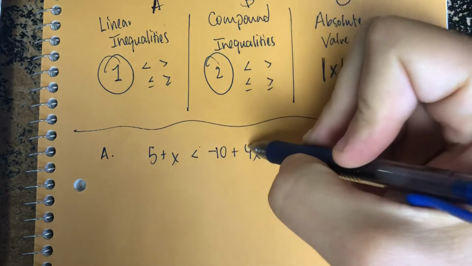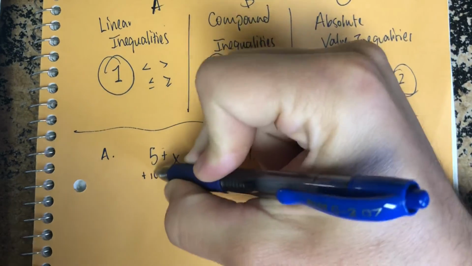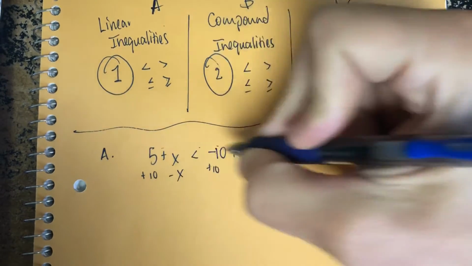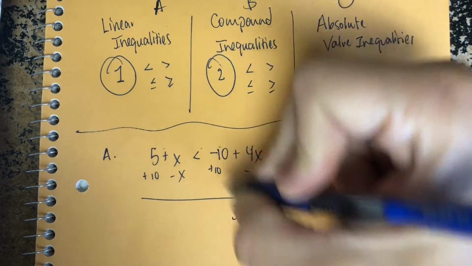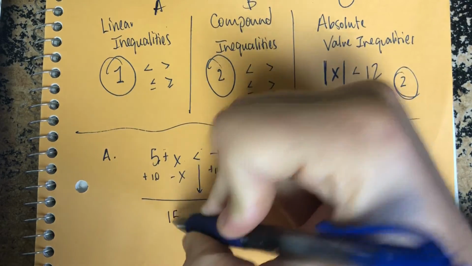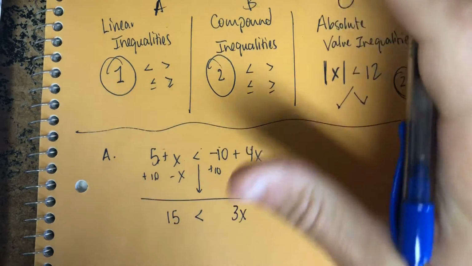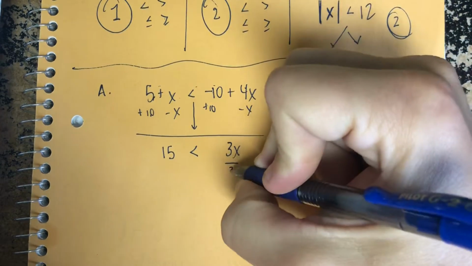All you need to do, get your variables together, numbers together. So I'm going to add the 10 to the right. Or I'm sorry, it's on the right. I'm going to add it to the left. I'm going to subtract my x. I always like my variables to be positive. Gives me a 3x. Sign comes straight down. 5 plus 10 is 15. I only have one inequality sign still. Okay, don't do anything crazy here. One inequality sign. Get the variable by itself.